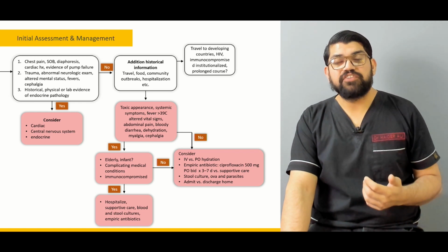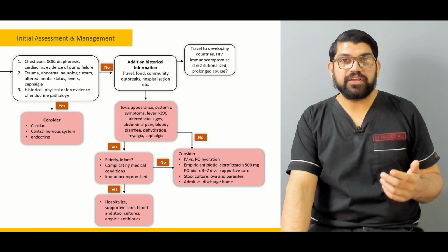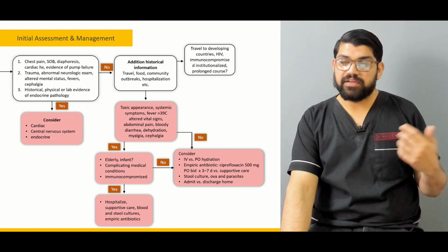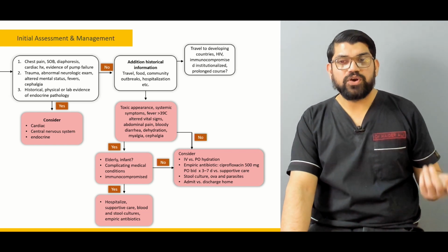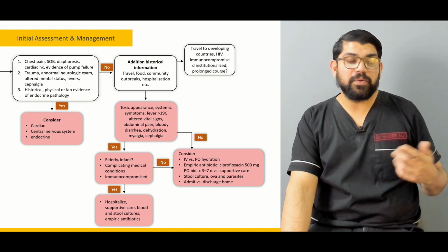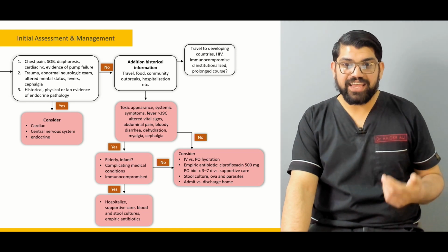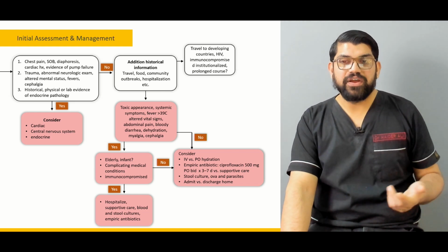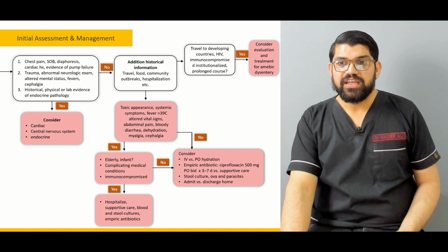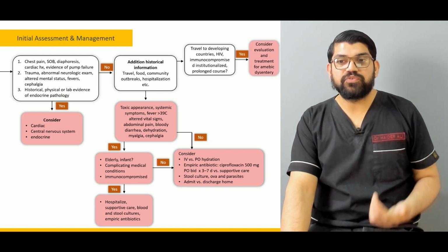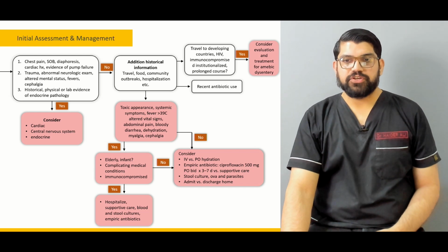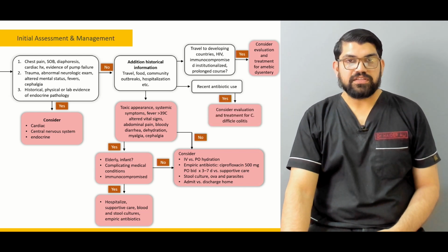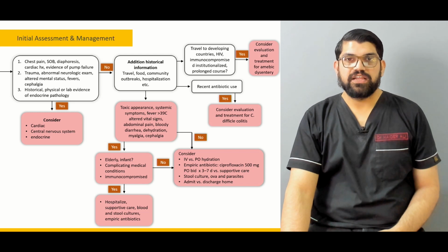But if additional information is required, such as traveling to developing countries, countries where HIV is endemic, immunocompromised patients, or a prolonged stay in a society where there are patients with HIV, consider evaluation and treatment for amoebic dysentery. History of any recent antibiotic use, consider Clostridium difficile colitis.